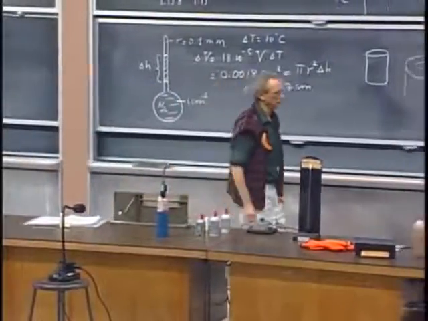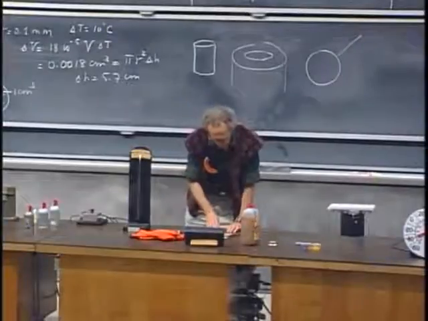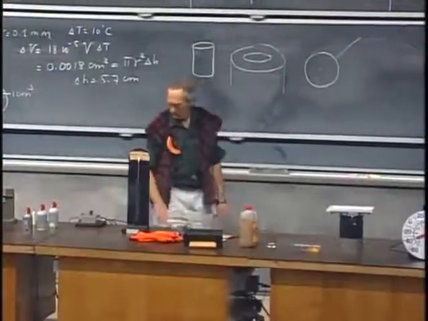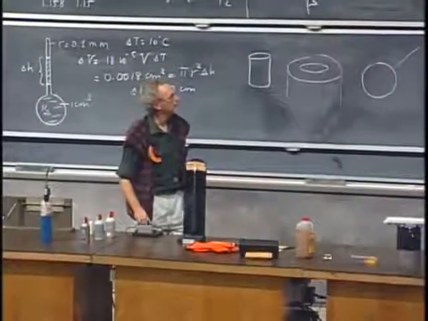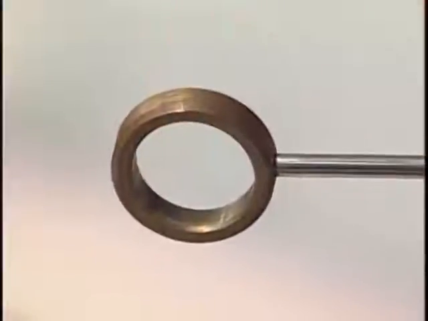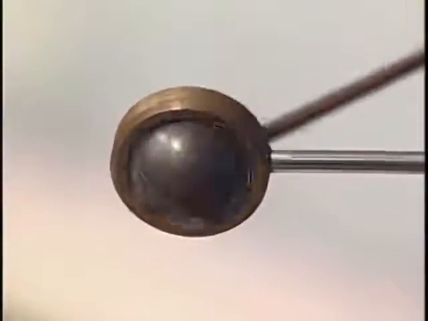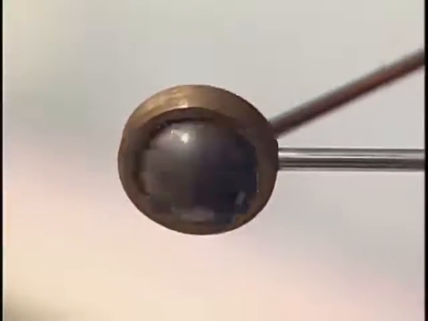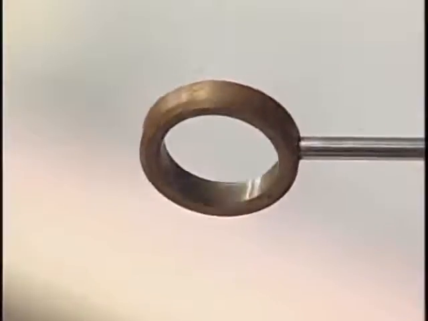And let's try that. Get the best lighting that we can under the circumstances. Now, this is the ring. And here is that brass ball. Goes through there quite easily. So I'll put it horizontal now.